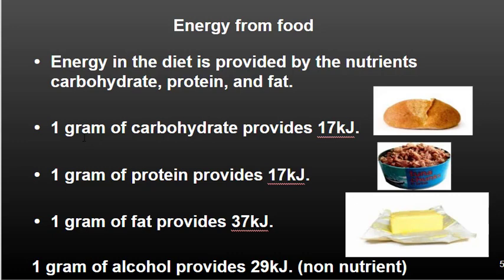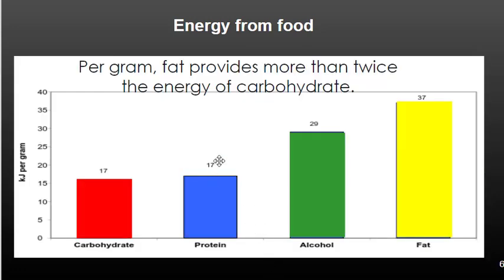So the energy stored in food we can measure as kilojoules. A gram of carbohydrate gives us 17 kilojoules, a gram of protein, again 17 kilojoules. The fat is most energy dense, giving us 37 kilojoules per gram. And although alcohol is not a nutrient, it's also providing us calories in the form of 29 kilojoules. So here we can see how energy dense fat is. It's providing us more than twice the amount of energy available in a carbohydrate or a protein.